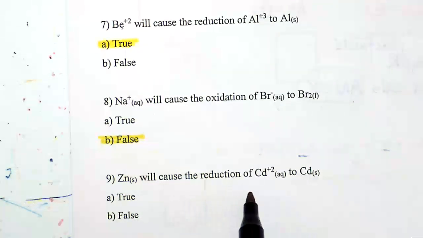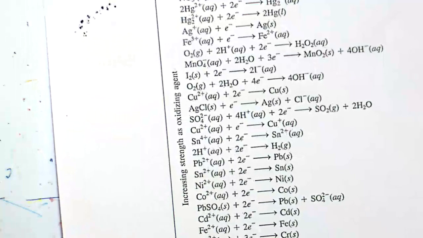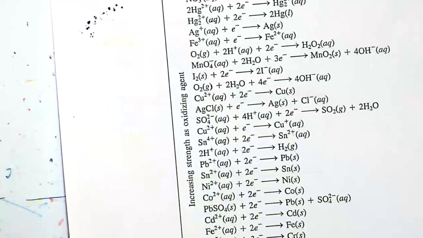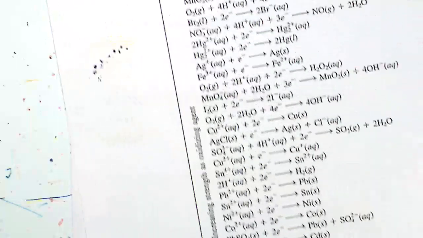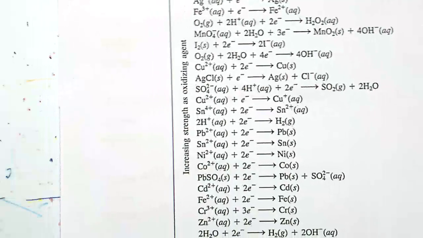Zinc will cause the reduction of cadmium plus 2 to cadmium. Zinc will cause the reduction of cadmium plus 2 to cadmium. Where is zinc? The zinc solid, it says.